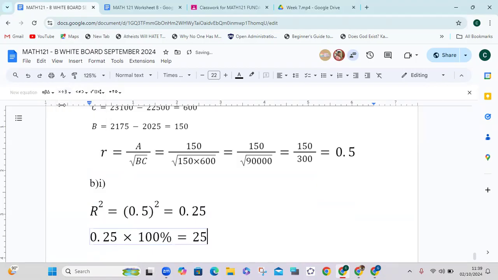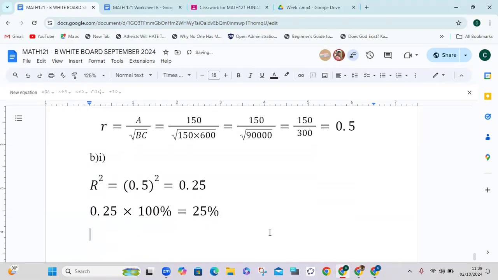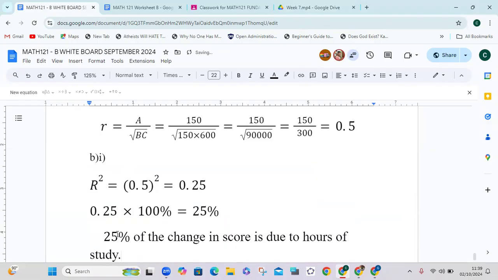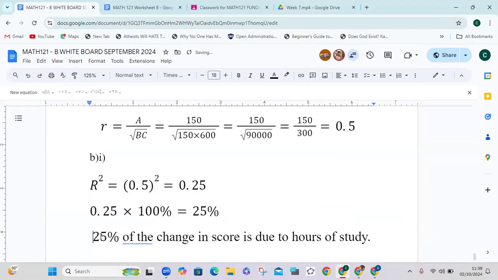To give us 25%. So therefore now we say 25% of the change in score, because score is the Y variable, is due to hours of study. So whenever score varies, it's only 25% of that variation was caused or is due to or is correlated to hours of study.